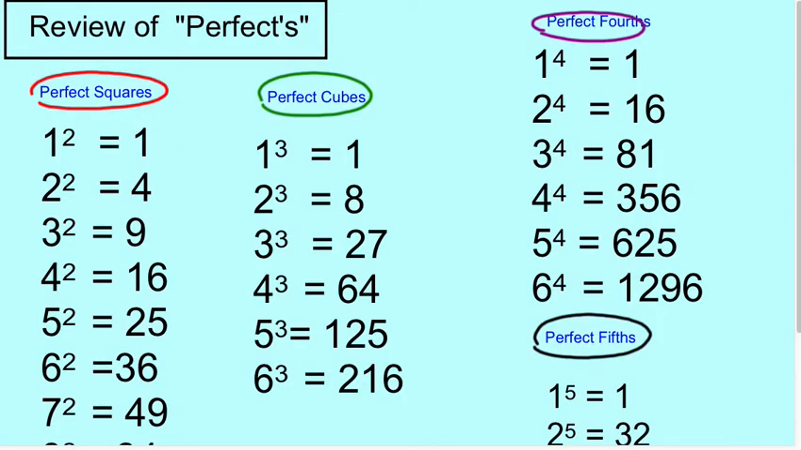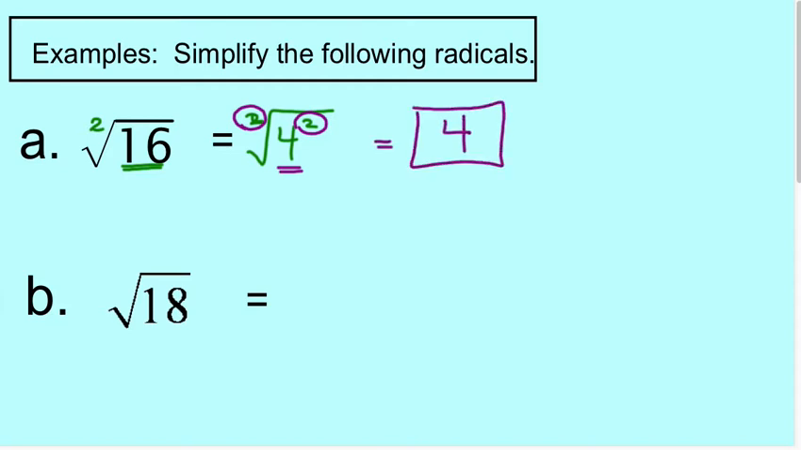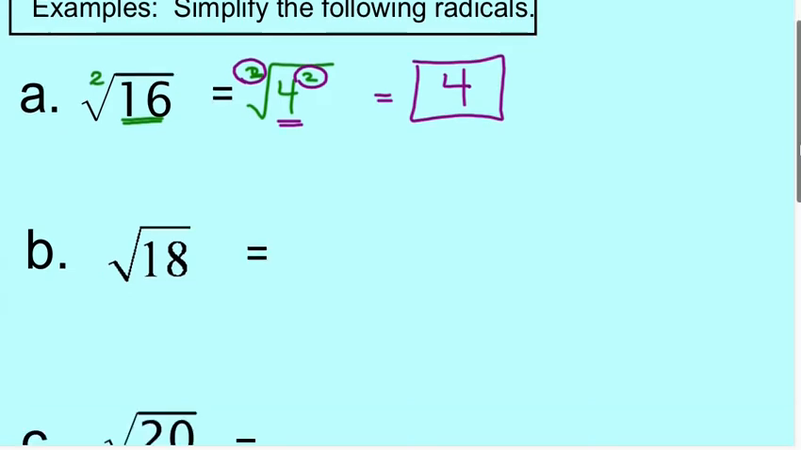So if we go back here to our perfects, and remember this is for our square root, here's our 16, so we can break it down as 4 squared. So I'm just going to break down 16 as 4 times 4. Now how this works is if you have the index of 2 and a power of 2, everything cancels out except for that base of 4. So your final answer then is 4. How we say this is the square root of 16 is 4.